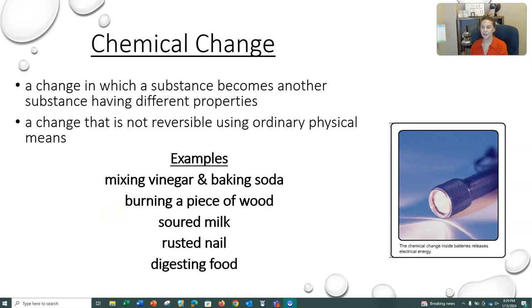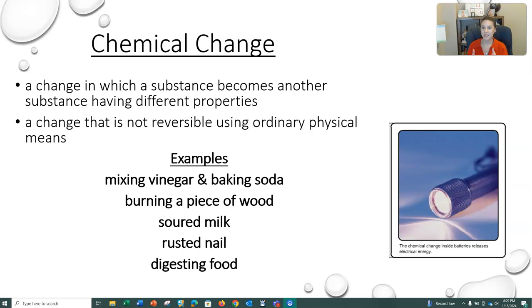Hi everybody. Today we're going to take a closer look at chemical changes. So remember from our last lesson that chemical changes are a change in which a substance becomes another substance or has different properties. A chemical change is also a change that is not reversible by any ordinary physical means.